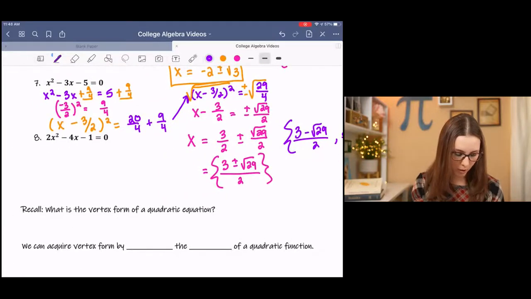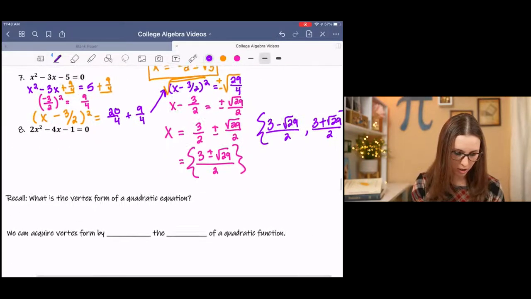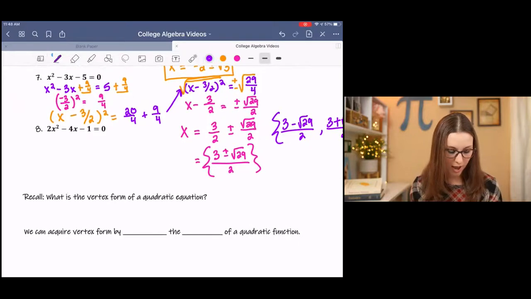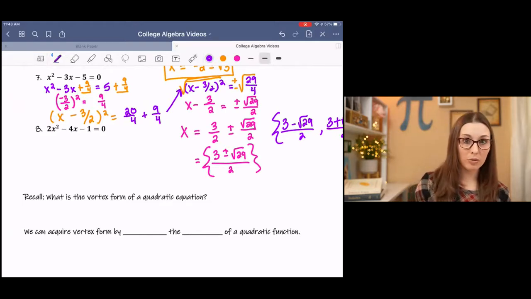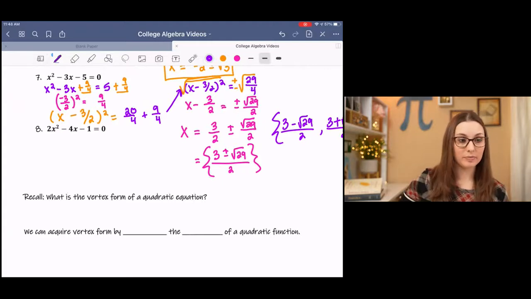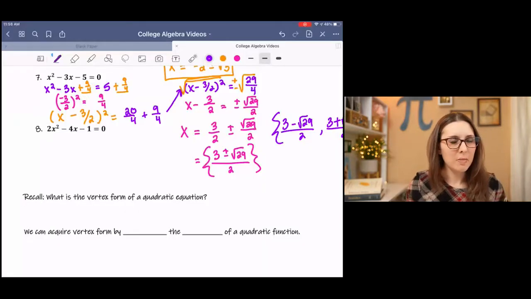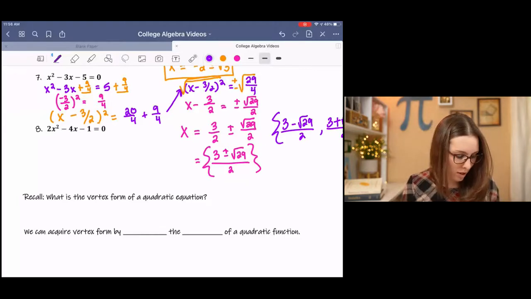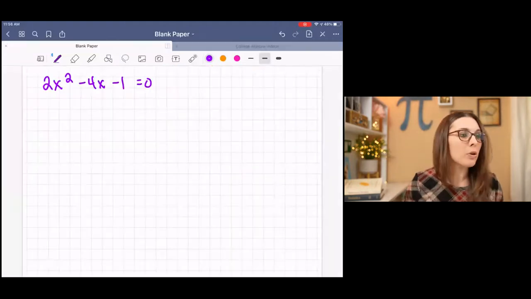So last one here. I'll zoom out a little bit so you can see that. We have a coefficient on our trinomial. So what you're going to do is factor out that coefficient. It looks like I'm going to need a little bit more room for this problem, so I'm going to go over here to some blank paper.